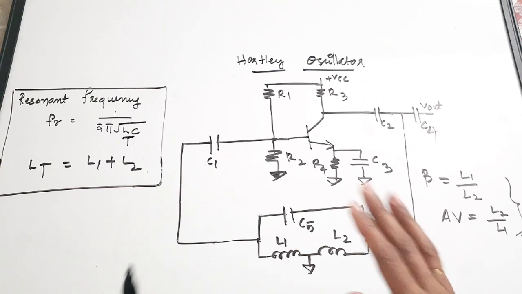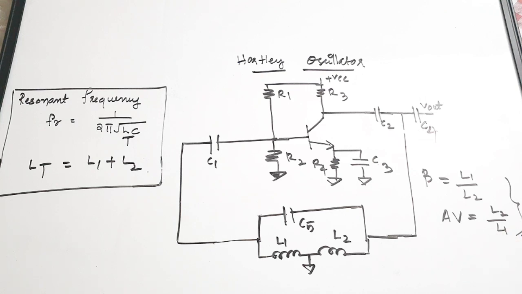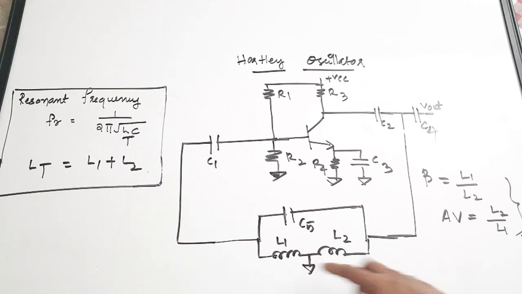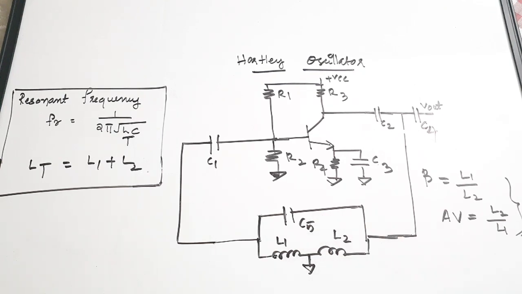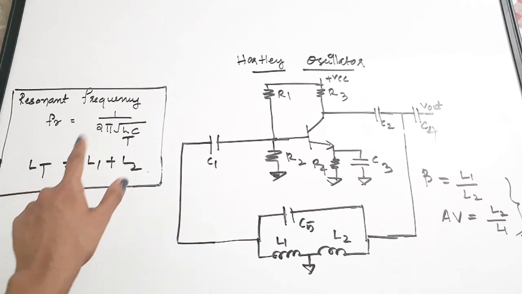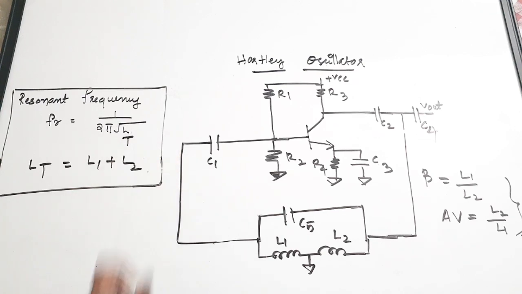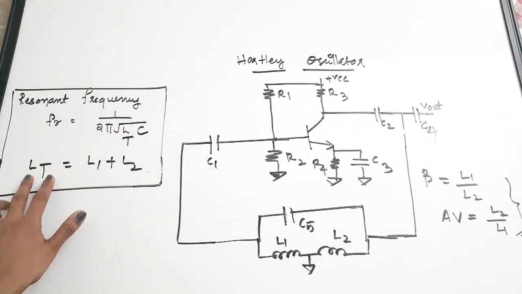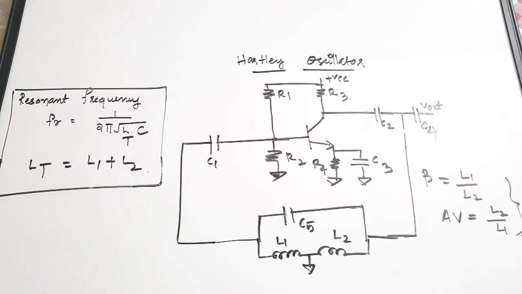Now for the Hartley oscillator, this is the feedback circuit. Here the difference from the earlier oscillators is that earlier we connected capacitors in series, but here you can see two inductors are connected in series, and connected to this combination there is a parallel capacitor. Now the resonant frequency FR is equal to 1 by 2 pi square root of LT into C. This LT is the equivalent inductance, LT equal to L1 plus L2, since they are connected in series.